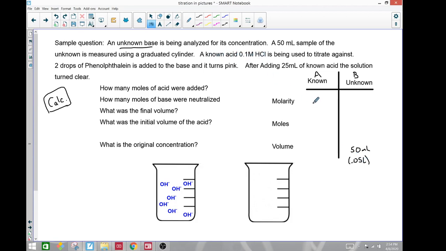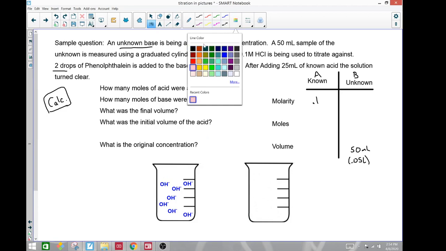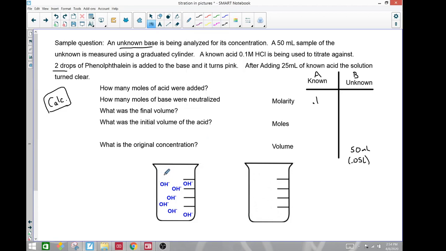So right away, okay, this is 0.1 and is being used to titrate against. Okay. Two drops of phenolphthalein, that's my indicator. It doesn't take much, this stuff is super concentrated, is added to the base and turns pink. So this here is my unknown, and I drop it in and this stuff turns pink right off the bat. And why is it turning pink? The indicator's in there and it's causing it to turn pink.